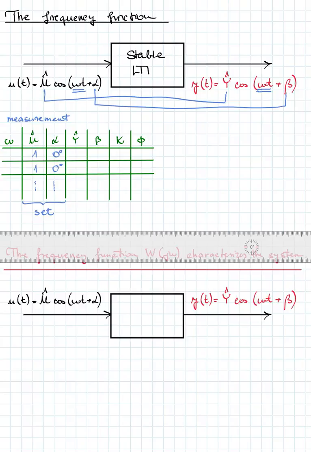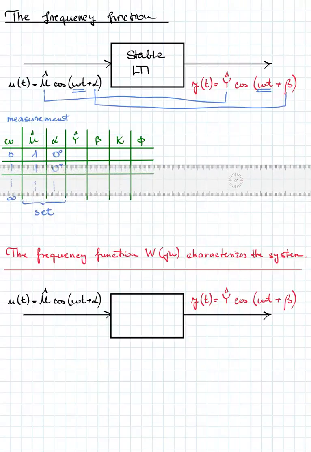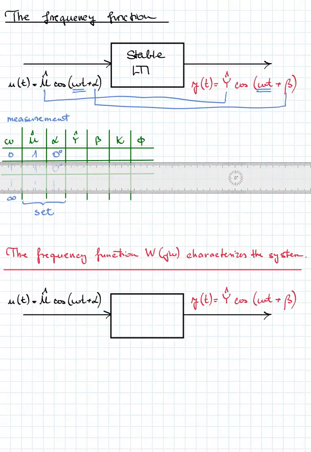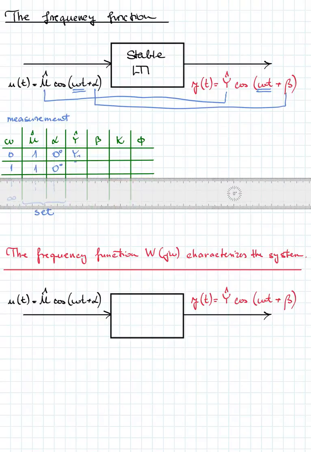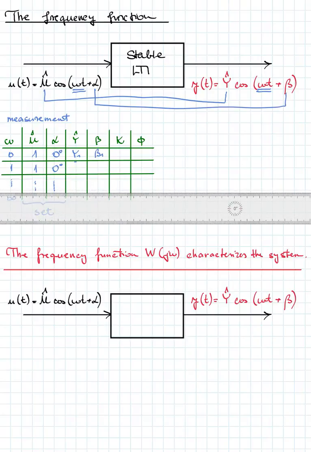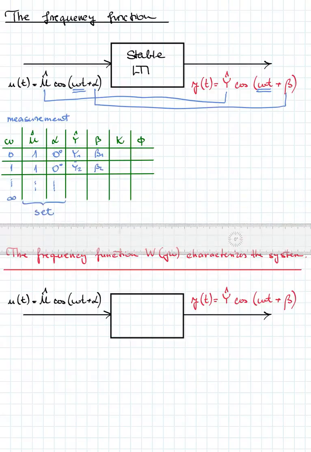Next, we are going to set the value of the frequency in a range, let's say from 0, then 1, and so on until infinity, so a very big value. And from frequency to frequency, we are going to do a measurement. For example, for 0 frequency, we are going to get y1 and beta 1, just some values. For omega equal to 1 in the second row, we are going to get another value, y2 and beta 2, and so on.